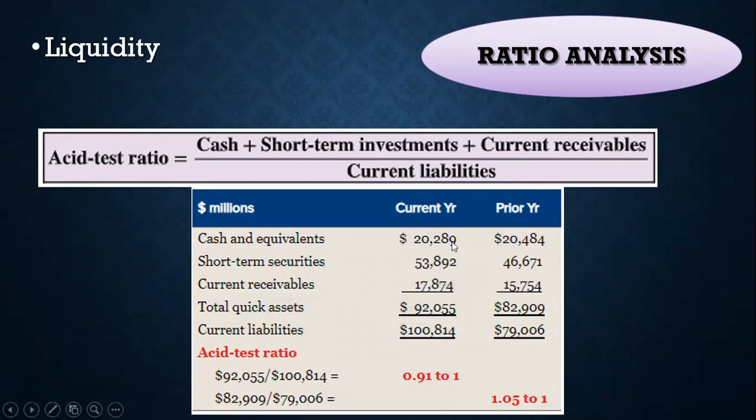So for here, we add up the cash, the short-term securities or investments, and the current receivables. That gives us total quick assets of 92 billion, and we divide it by the current liabilities. So if we had to pay all of our current liabilities without inventory, basically, we could almost pay them. We got 0.91, so we could almost completely pay them with just these three current assets. So that's what that's looking at.